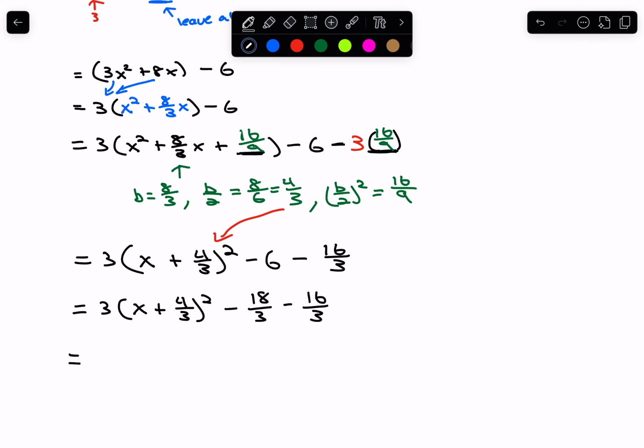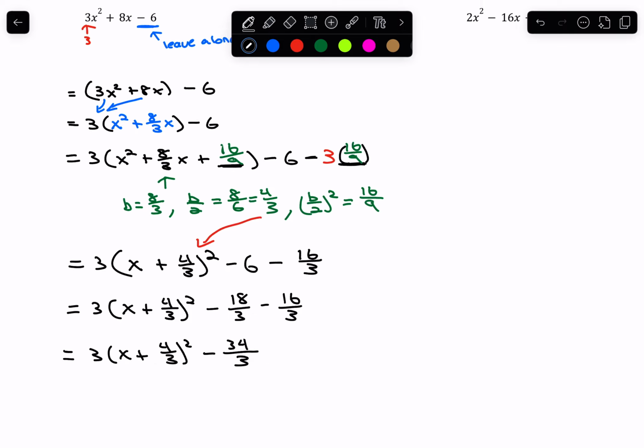When we do that subtraction, real quick, the front is going to stay exactly the same, x plus 4 over 3 squared. But then we do -18 minus 16, which is going to give us -34 over 3. And that's it. That's our answer.